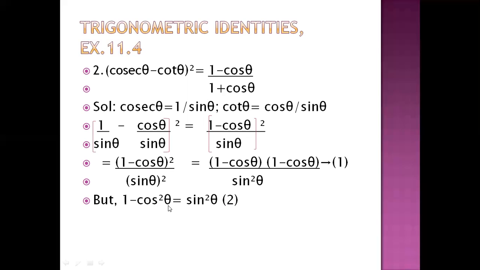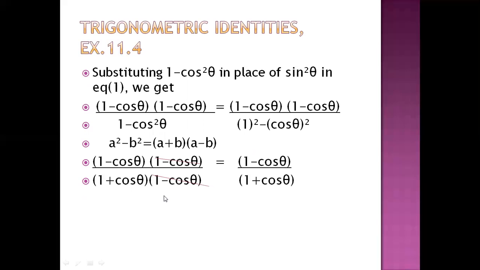1 minus cos square theta. So now substitute 1 minus cos square theta in place of sin square theta in the equation. We will get equation 1. Then we will get (1 - cos theta) into (1 - cos theta) by, in place of sin square theta, you write 1 minus cos square theta.